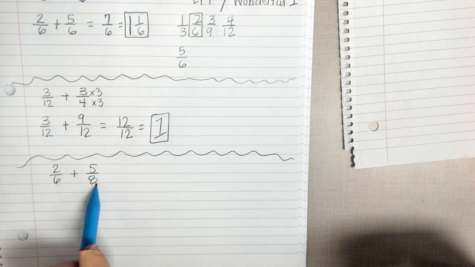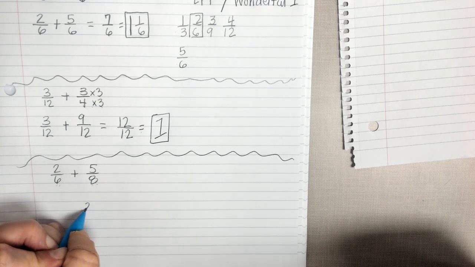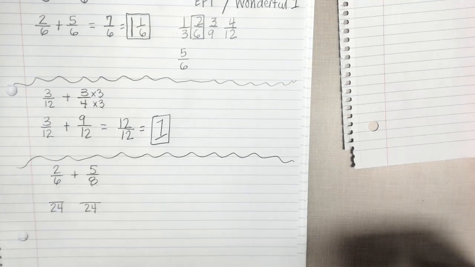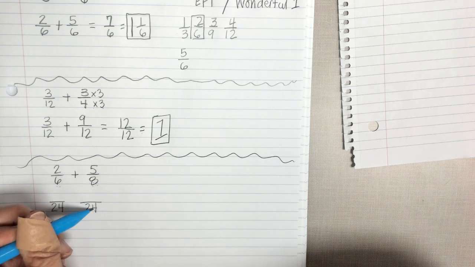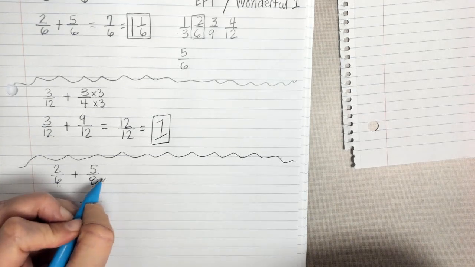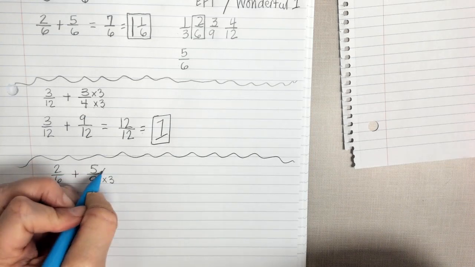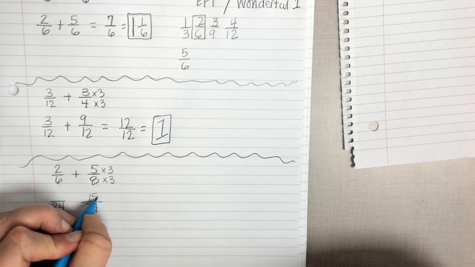Well, it wouldn't be 12 because we can't count by 8s and get to 12. Can't be 16 because we can't count by 6s and get to 16. How about 24? That's right. Both numbers can share the number 24. So I have to think to myself, how many groups of 8 will get me to 24? That's right, 3 groups. So if I multiply the denominator by 3, I'm going to multiply the numerator by 3. And that gives me 15/24.